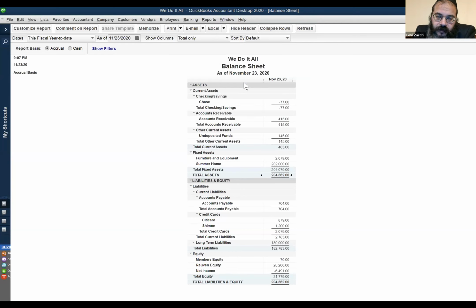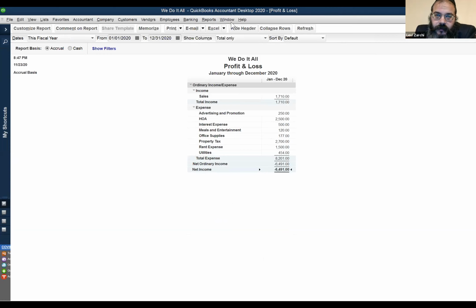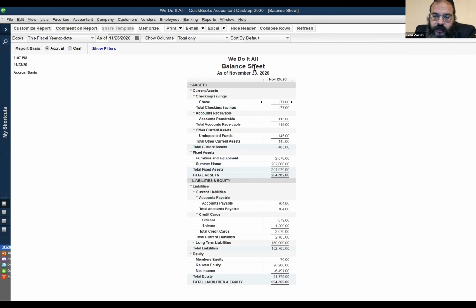So to answer the question, don't expenses normally decrease equity? Yes, the net result is that equity is going down, as I explained before. Let's go back to the balance sheet. Initially, Reuven's equity is 28,200: 27,700 he put in, plus the $500 that he put in at the beginning of the year. But the expenses of the year, in this case because it was a loss, are actually going to drag his equity down. That's correct. And that's why his equity is going to drop to 21,779.